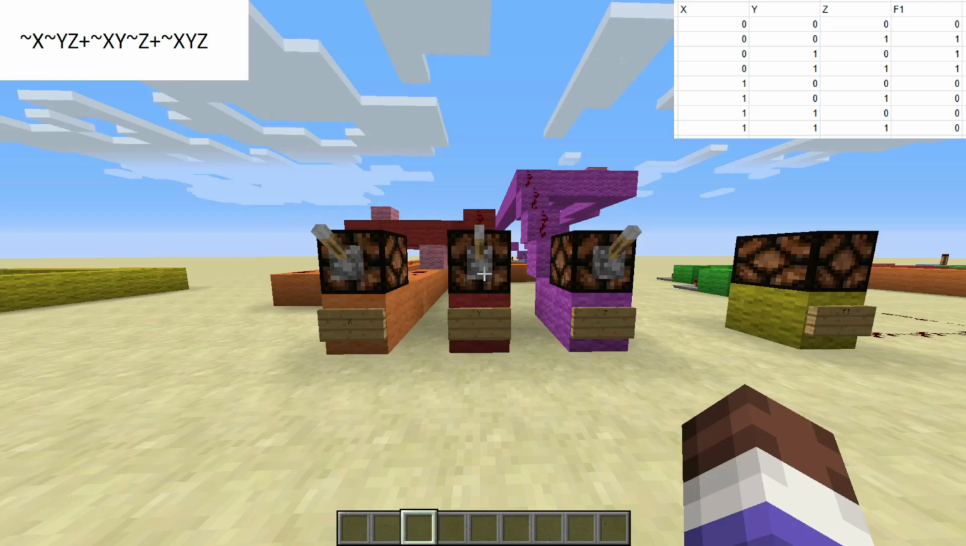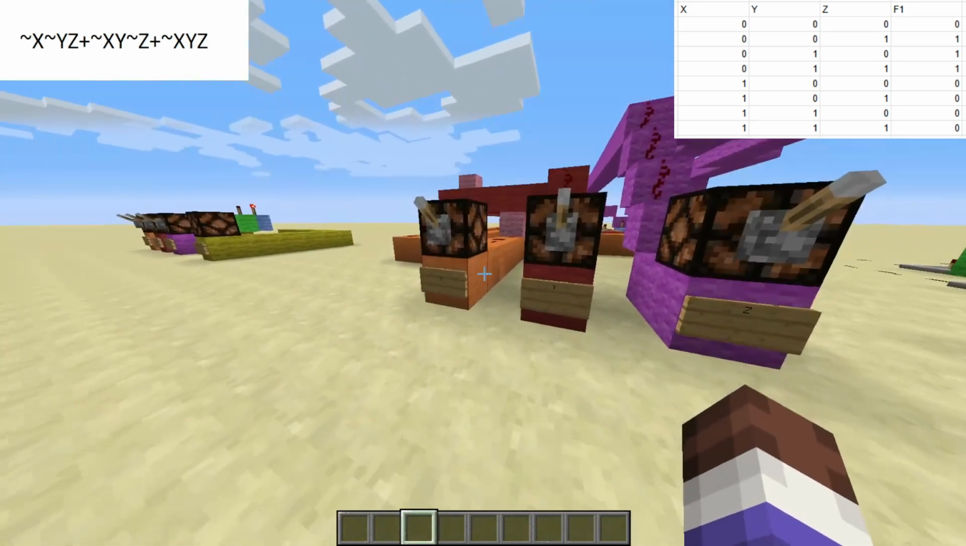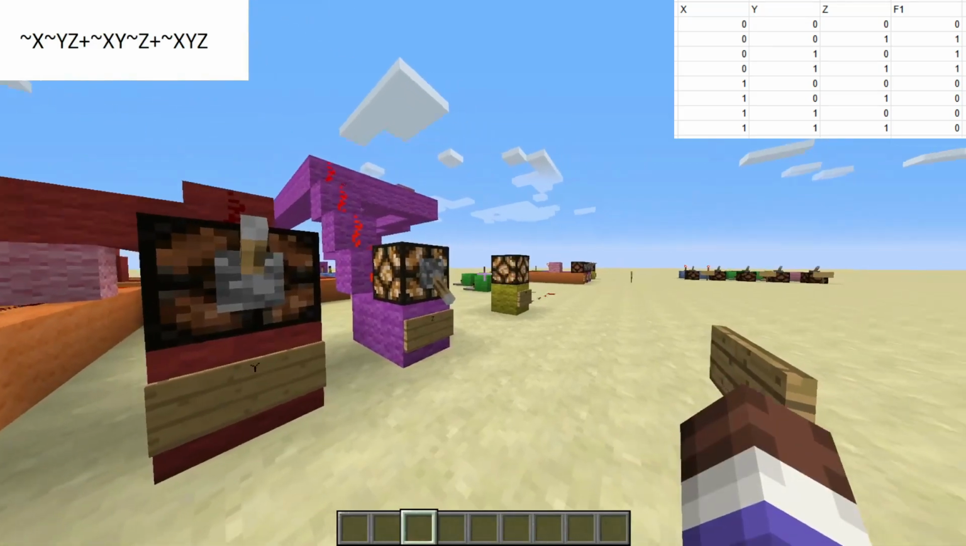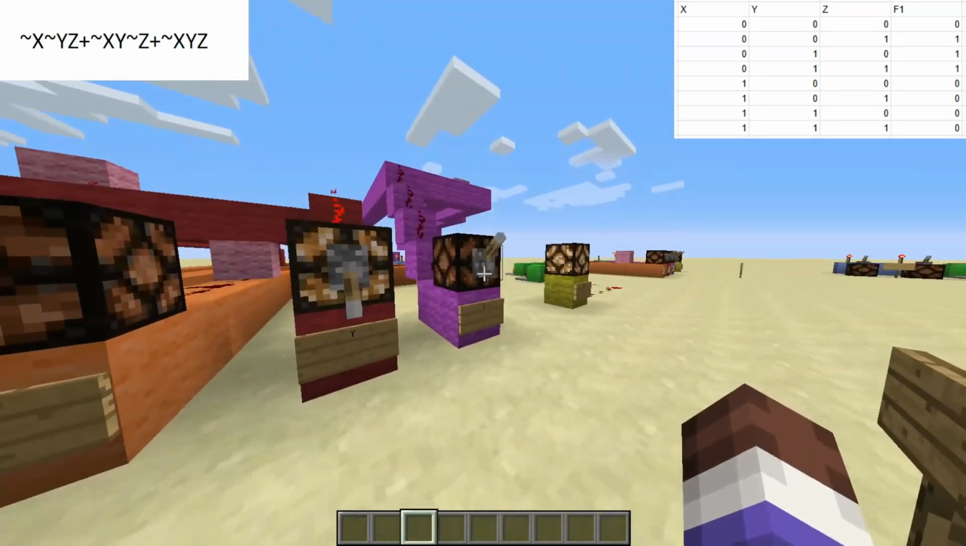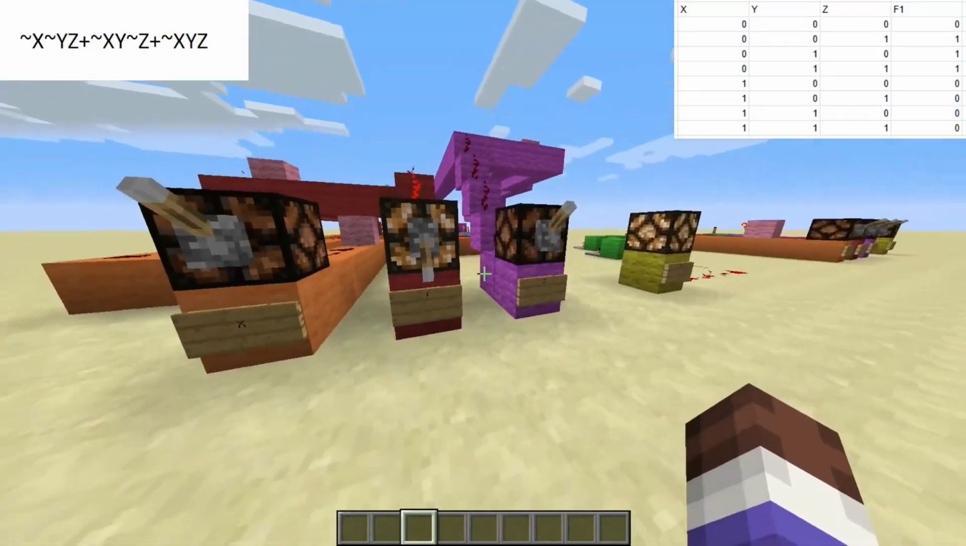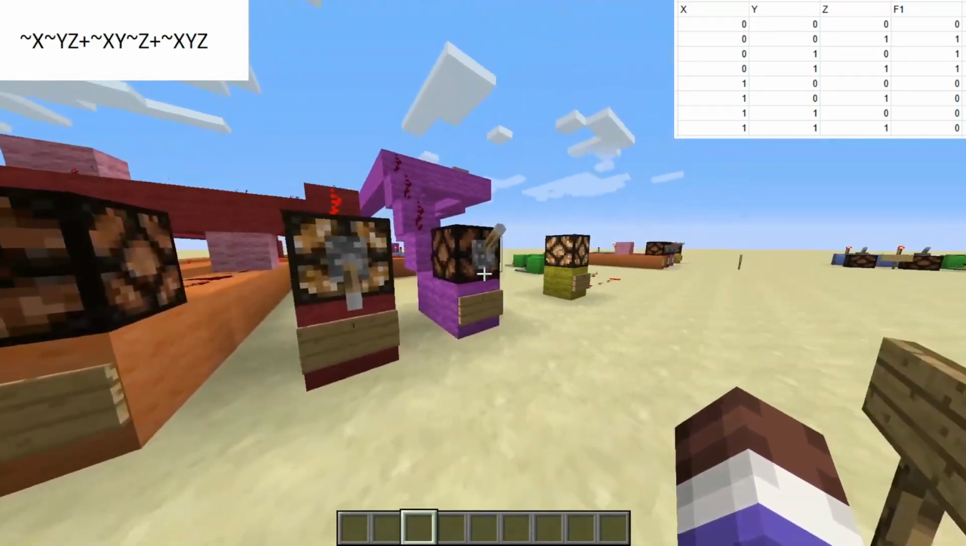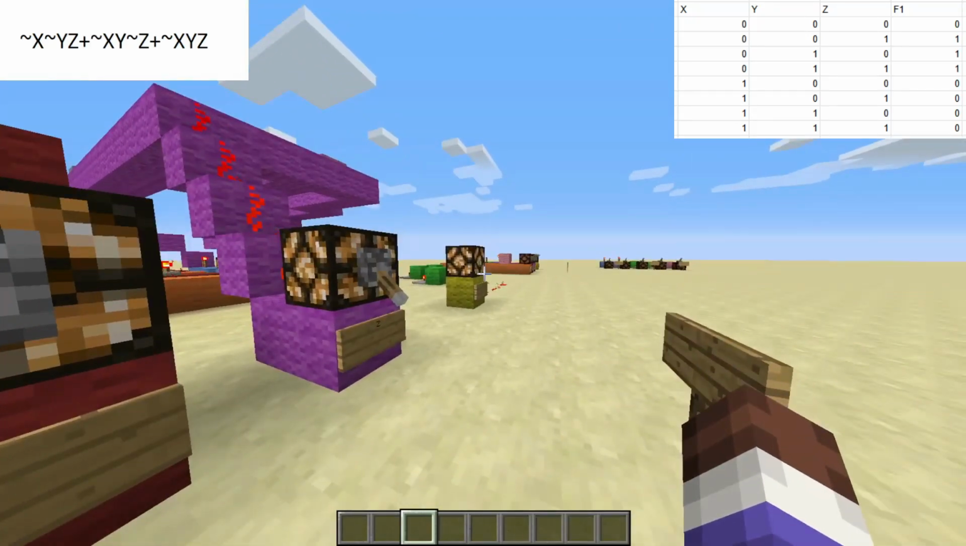So let's make sure our outputs correspond to our truth table. If we have not x, not y, and z on, our output turns on. If we have not x, y, and not z turned on, our output turns on. And finally, if we have not x, y, and z on, our output still stays on.